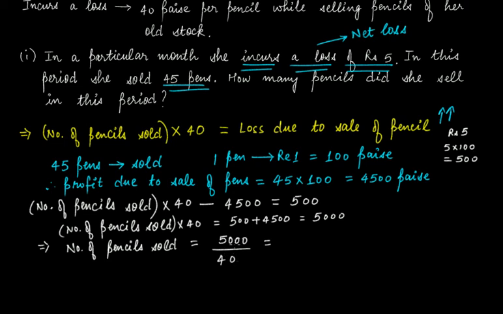If you divide 5000 by 40, this will be, I think, 125. 500 divided by 4, 1, it's gone, 4 twenty 20, and yes, this is 125. So number of pencils sold is 125. This is the answer. So number of pencils sold is 125, and due to these 125 pencils, you are incurring a net loss of rupees 5.